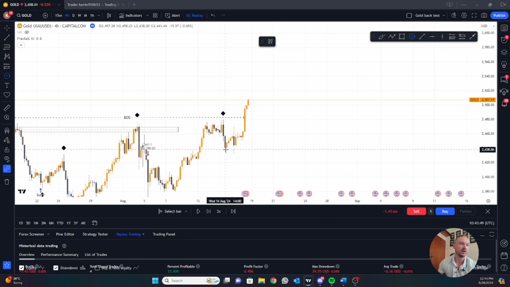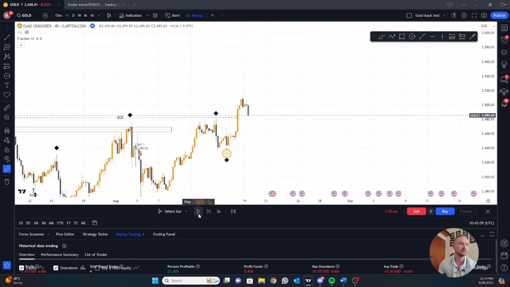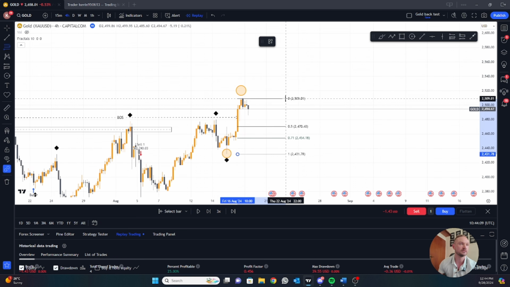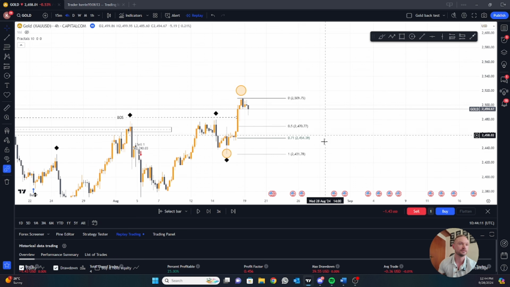So this will be my low right here, and then we'll look for a pullback on top. So we just got our pullback there, so this is my high I'm looking at. I'm going to draw my Fibonacci tool. And if the market does come back to my 71%, I'll be looking for a buy again.